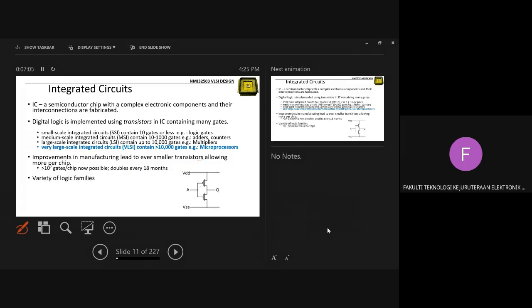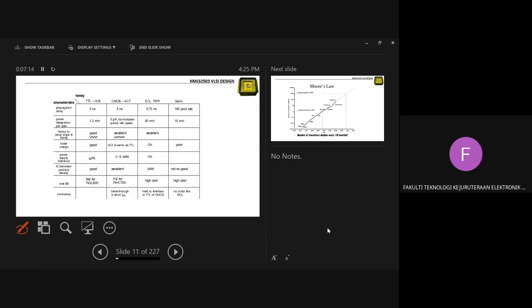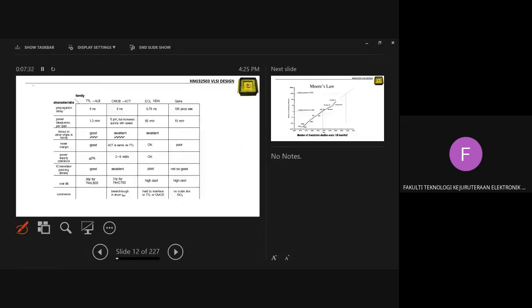Variety of logic families, we have TTL, CMOS, ECL, gallium arsenide. Okay, so normally for this subject, we focus on the CMOS. What is CMOS? C stands for complementary. Complementary because we have PMOS and NMOS, so the combination of these two. Metal oxide semiconductor. So this is actually the comparison.